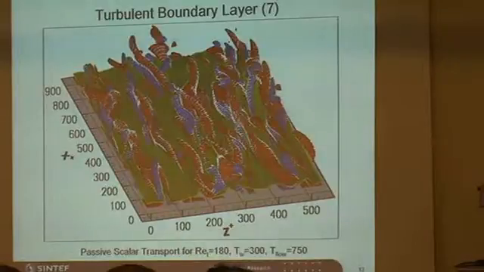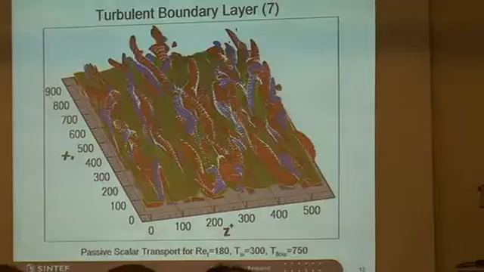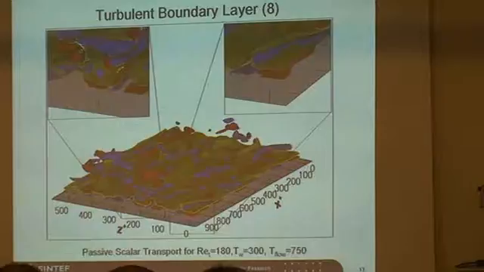But the flame is not a passive scalar, and there was very little in the literature about flame propagation in boundary layers. You mean concentration of passive scalar particles in the vicinity of... Now this is not particles, this is temperature. So you see that this is a zoom in this region. You see that the vortex brings cold fluid up from the wall, and here it brings warm fluid closer to the wall.